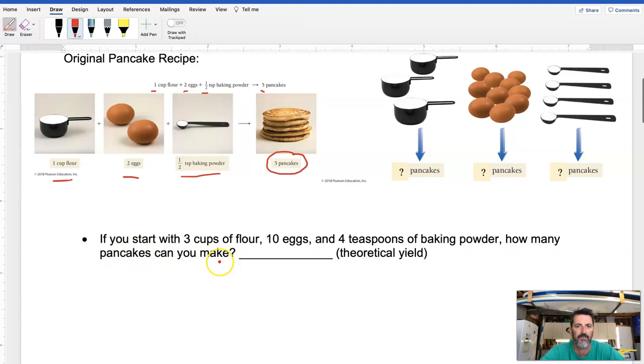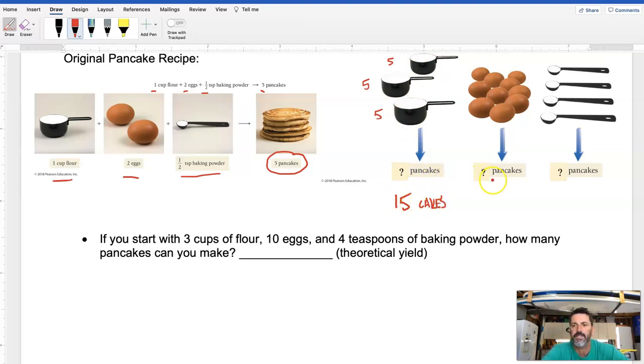Okay, so let's think about that for a second. How many pancakes can we make? Well, if you think about it this way, if I start with 3 cups of flour, how many pancakes can I make? Well, for each cup, I can make 5 pancakes. So I can make 5 pancakes with that cup, another 5 with that cup, and another 5 with that cup. So my ratio here is 1 cup will make 5 pancakes. 3 cups will make 15 pancakes. I'm just going to put cakes.